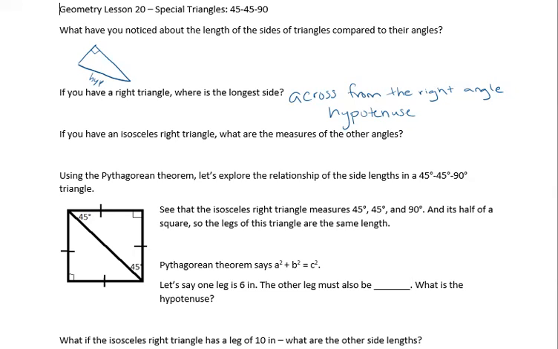If you have an isosceles right triangle, what are the other two angles going to measure? So an isosceles right triangle, let's see if I can draw a good one. This side is the same length as this side, and this is a right angle, and here's our hypotenuse. So if these two are the same length, what are these angles?